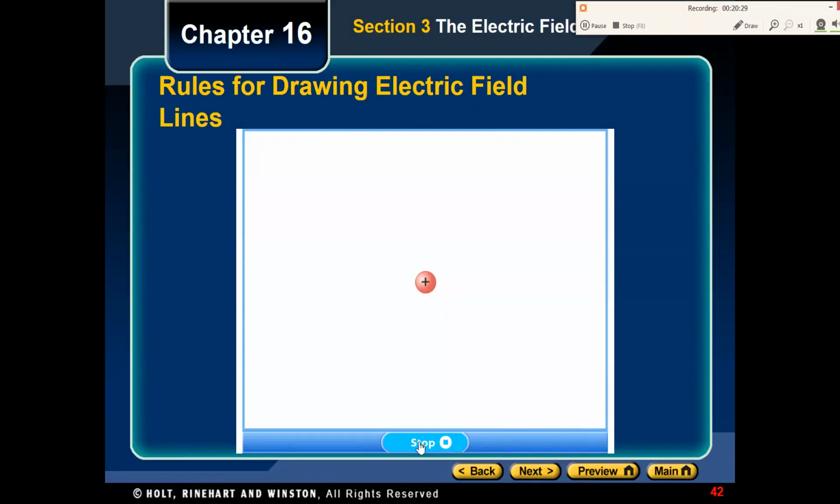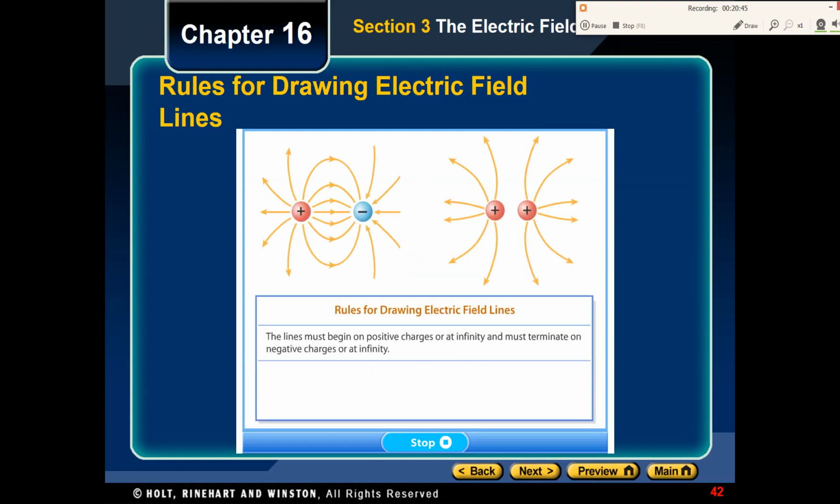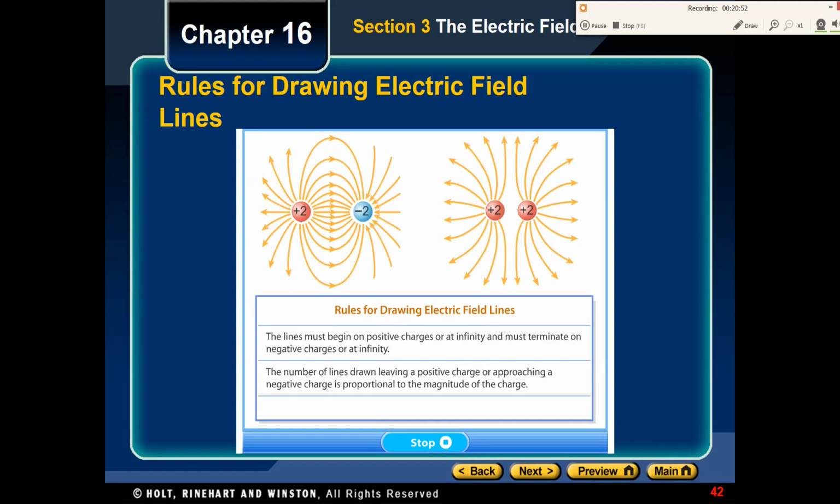Electric field lines are a way of visualizing electric fields. For an isolated positive charge, the lines originate on the charge and continue to infinity. For an isolated negative charge, the lines originate at infinity and terminate on the charge. When two or more charges are present, the field lines still obey the same simple rule. The number of lines leaving a positive charge or terminating on a negative charge is proportional to the magnitude of the charge. The third and last rule is that the lines of the same field cannot cross each other.